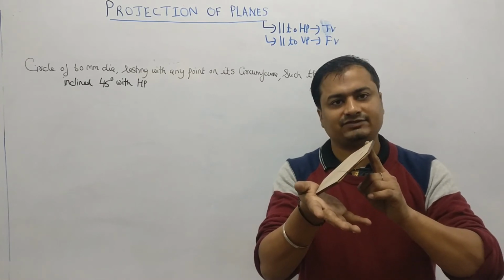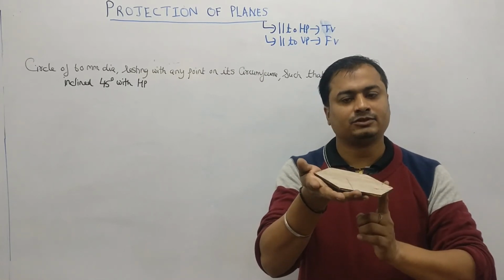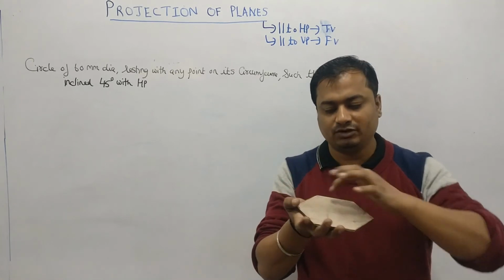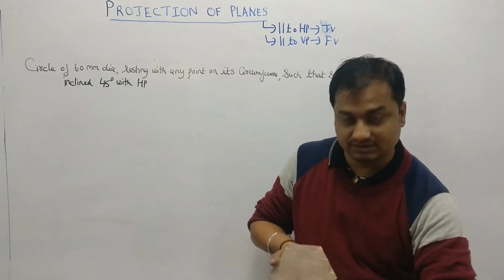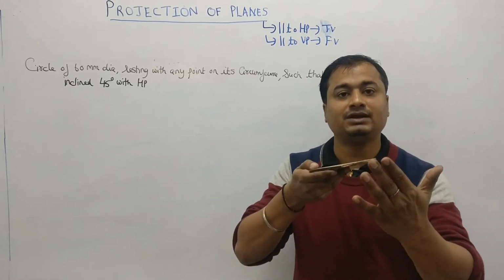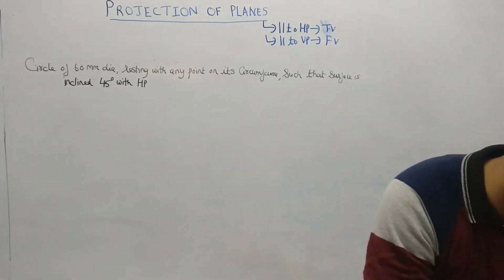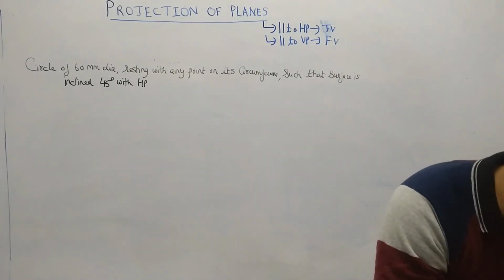So in the first stage we have to assume it parallel. When it is parallel to the HP, the top view will be the true shape of the circle, the true shape will be visible from below, and the front view will be a line. So you have to start there only. So I will be starting from there.